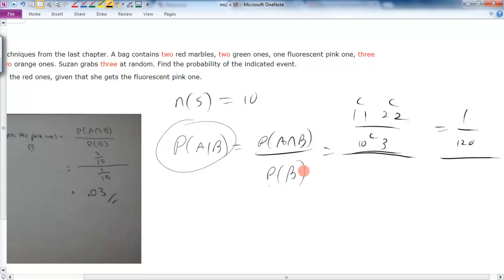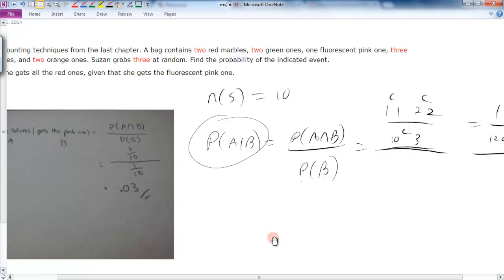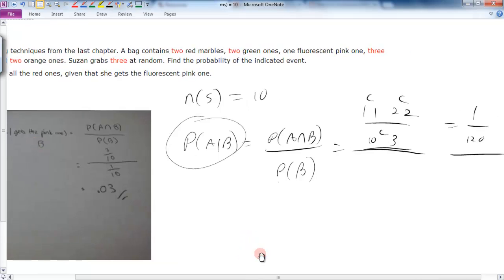Now, for the denominator, that's where we're going to do the probability of B. So down here, we're going to say, what's the probability? This would be like asking the question of what's the probability of her just getting the pink one? Now, what that means is you're still picking 3 marbles out of the bag. So therefore, when you do this probability, the denominator would still be 10 combinations 3. But now the numerator, the condition, we don't also have to meet the condition of A. The numerator is just going to say, okay, we take care of your condition first.